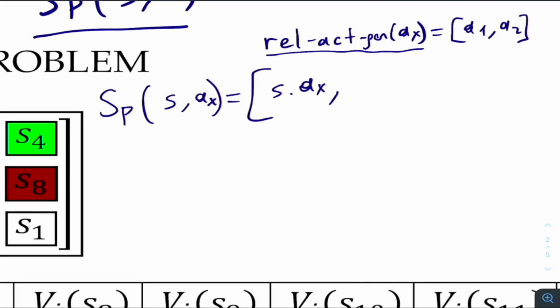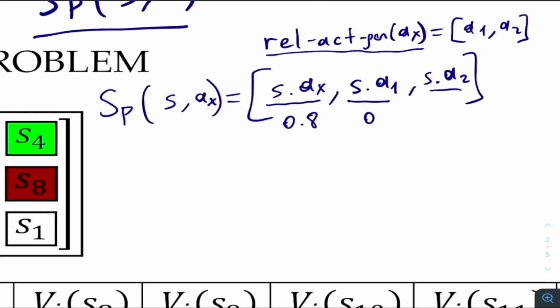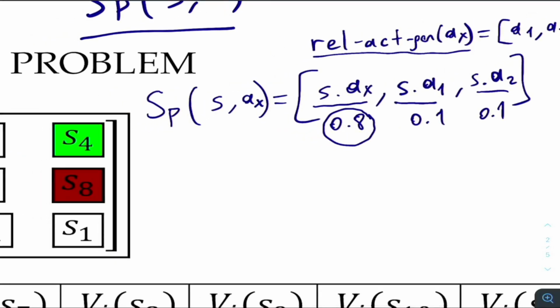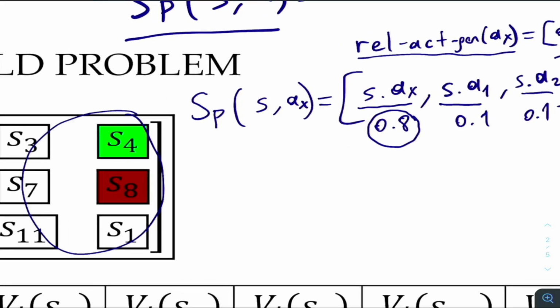Now that we have this, this is the main action, and s dot a1, and s dot a2. Also we have 0.8, 0.1 and 0.1. What are those? Those are the corresponding probabilities of getting there.